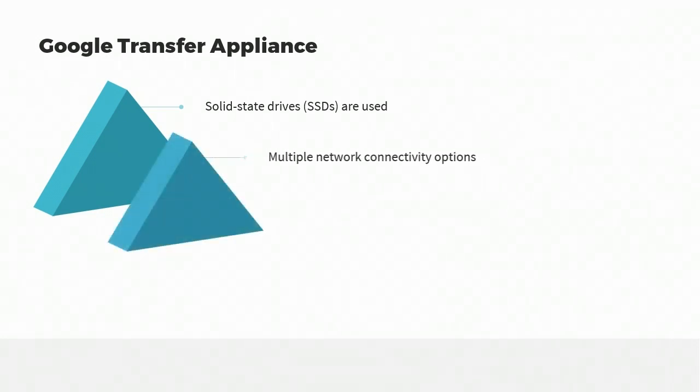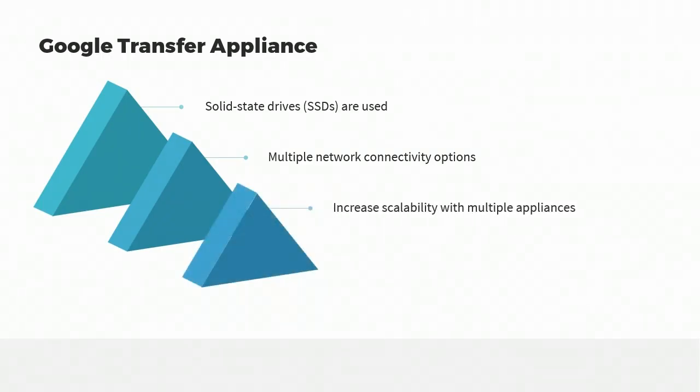There's also multiple network connectivity options. I can quickly move data from my devices to our transfer appliance, and I can use varying networking speeds, including a 10 gigabit per second RJ45 interface or 40 gigabits per second QSFP+ interface. Those are both supported. And we'll have increased scalability with multiple appliances, so I can scale my transfers by ordering these appliances to increase our transfer speed.